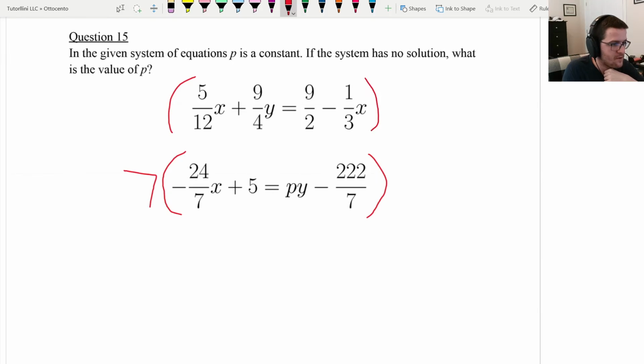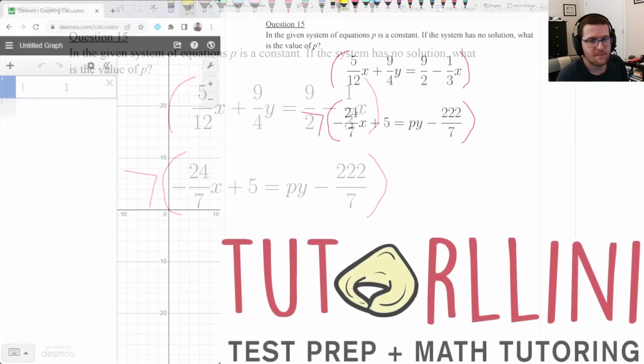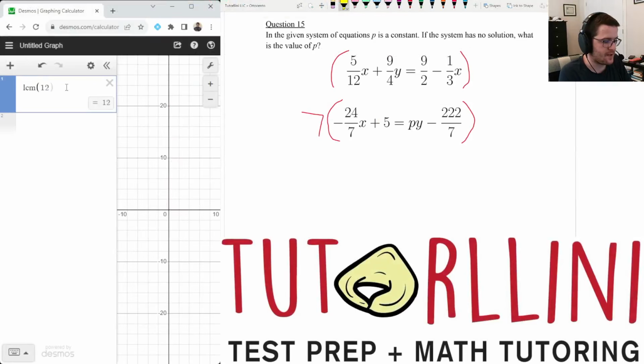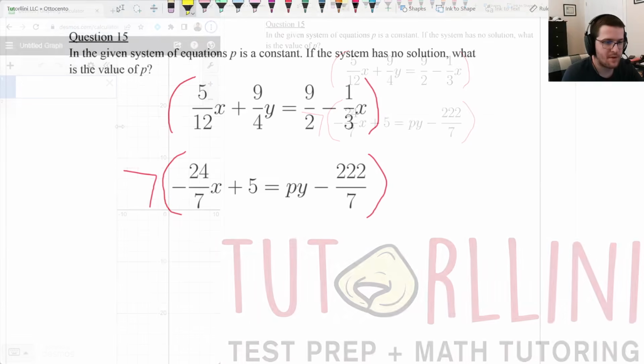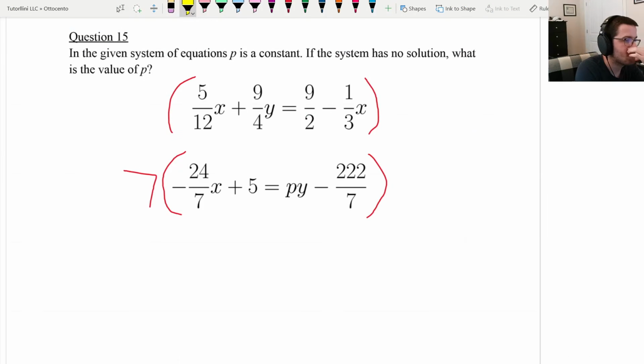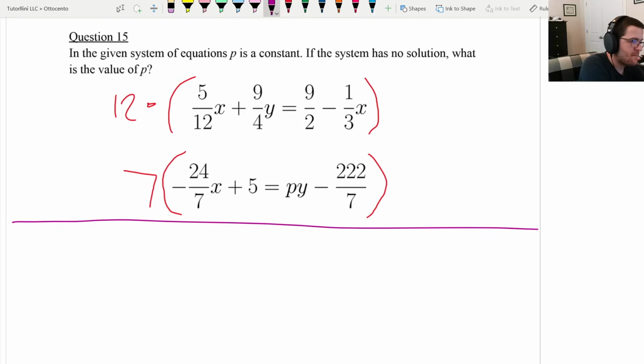For this one, we've got 12, 4, 2, and 3. Pretty sure it's just 12. But in case you're not seeing that, don't be afraid to use Desmos to help you out a little bit. So the least common multiple of 12, 4, 2, and 3 is 12. So we're going to multiply that whole top one by 12. And again, if any of the fraction math is confusing you, don't be afraid to just use your calculator to help you out. So we're going to do 12 times 5 12, so that's 5x.